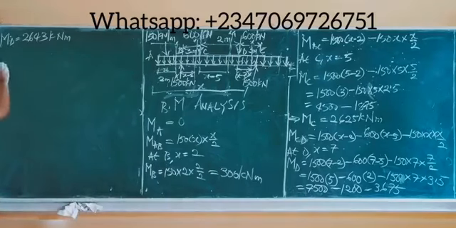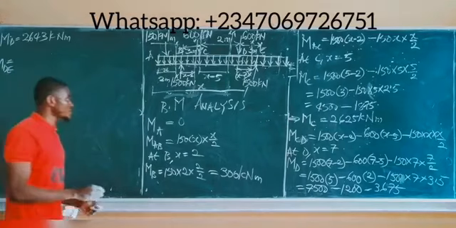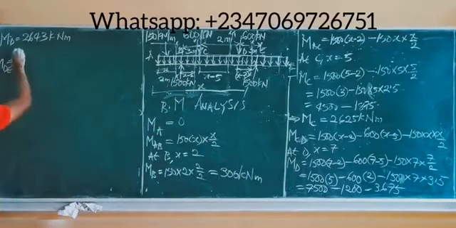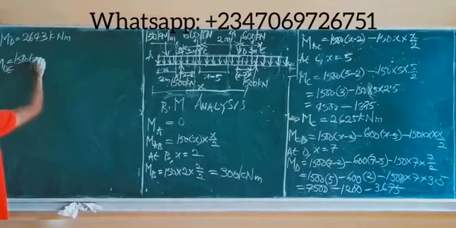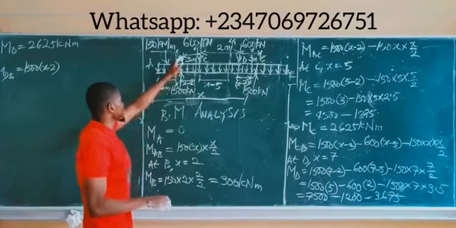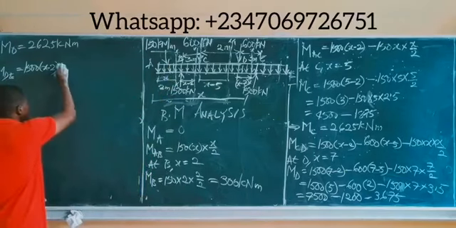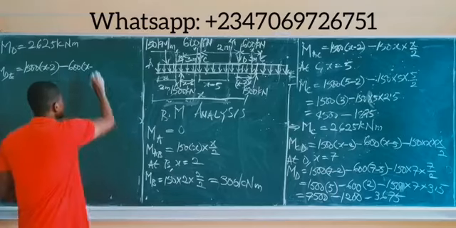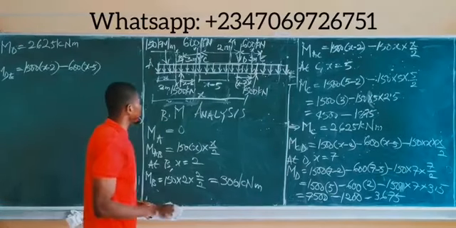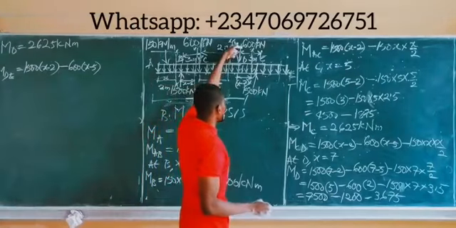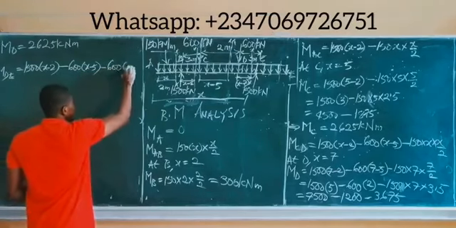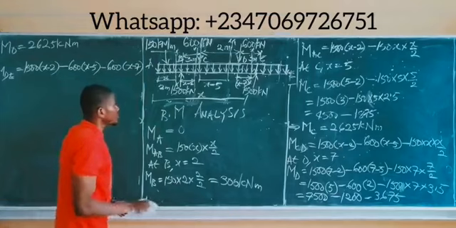Therefore, the moment along DE is equal to, start with this first force, 1,500 kilonewtons times the distance x minus 2. We have 1,500 times x minus 2, minus 600, because 600 is going to now be a loss, so minus 600 times x minus 5. Next is minus 600 times x minus 7.